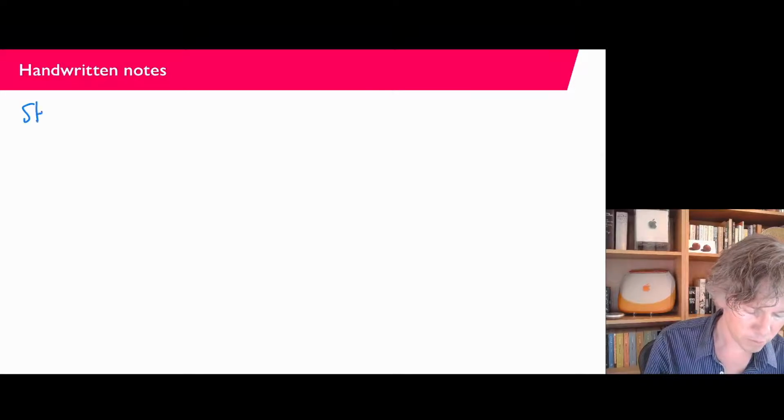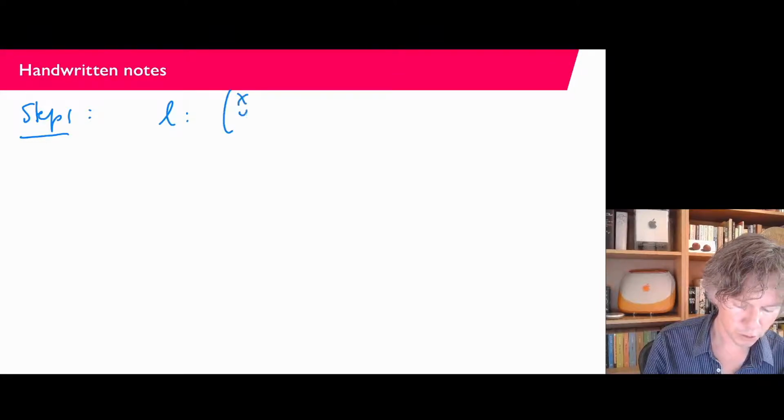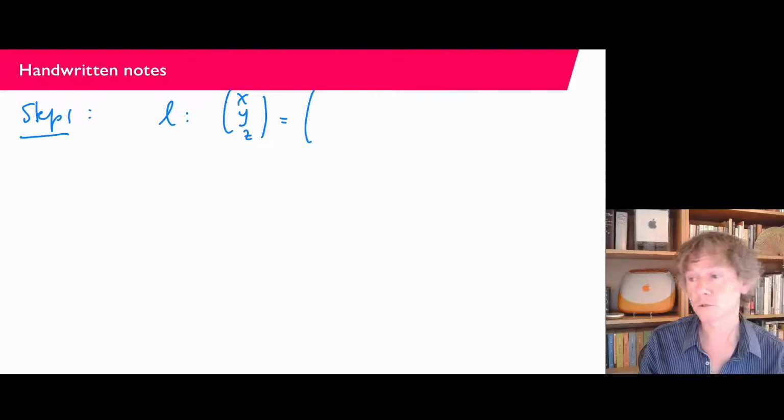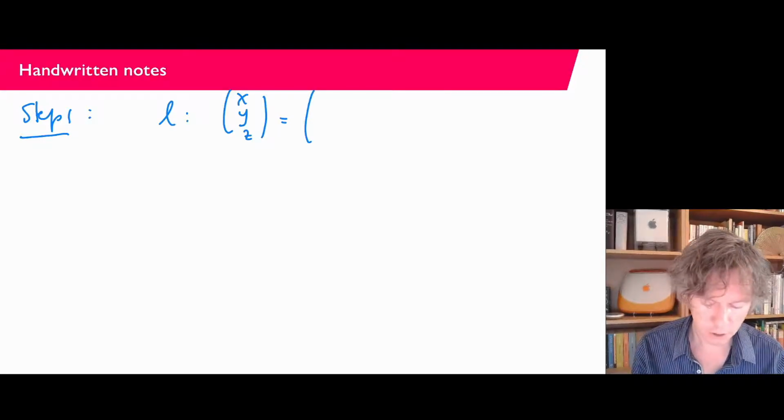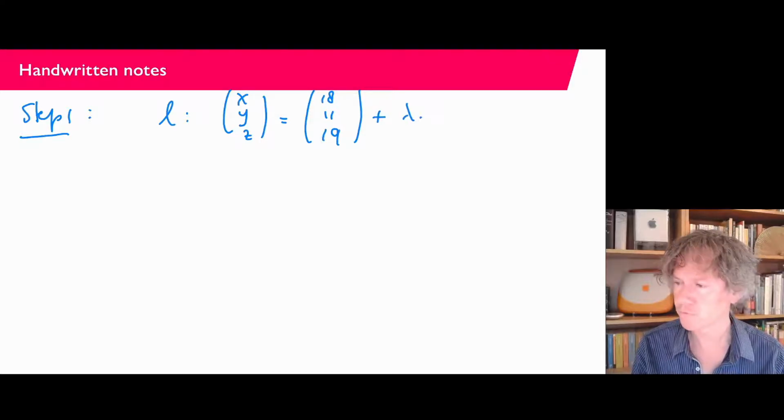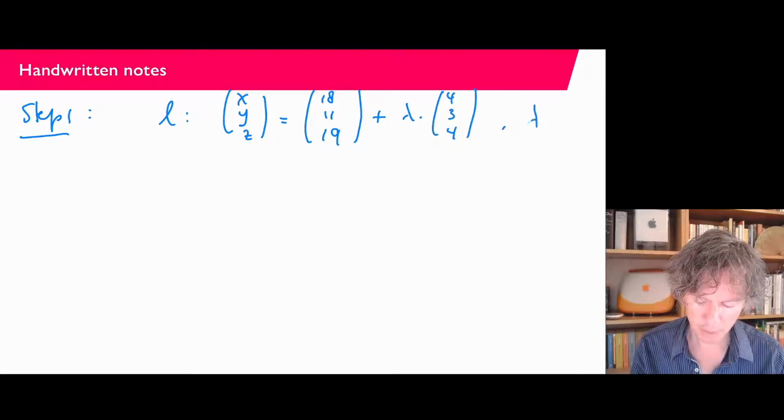So step 1, that was to find L. L are all those points x, y, and z that are on the line through the point P. So that's 18, 11, and 19, plus any multiple, let's call that lambda. Lambda is often used as the Greek letter for L. 4, 3, 4, and lambda can be any number.